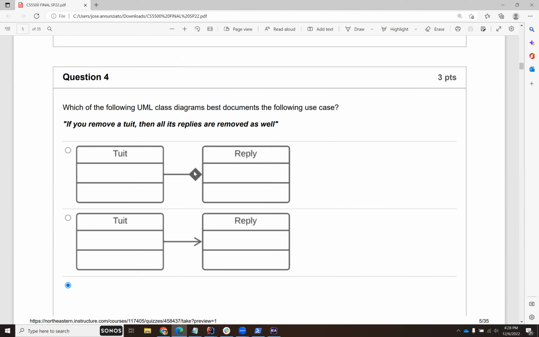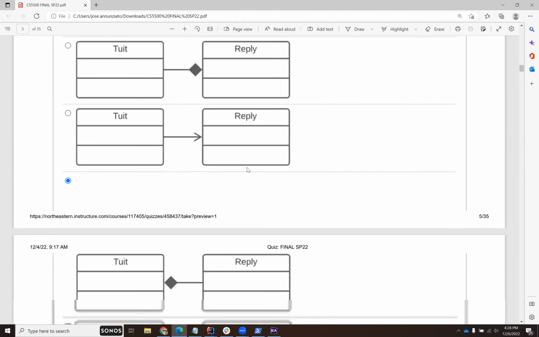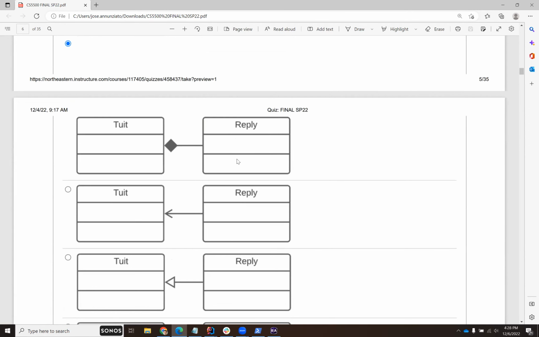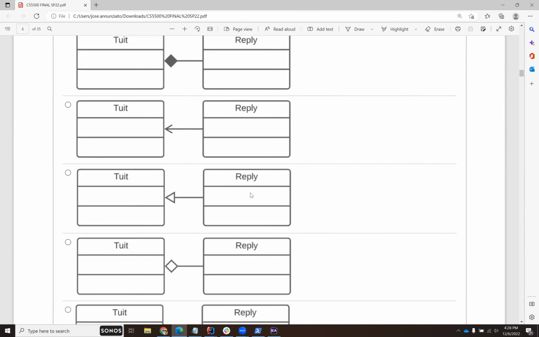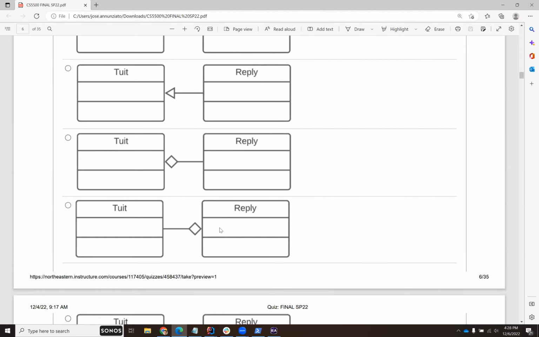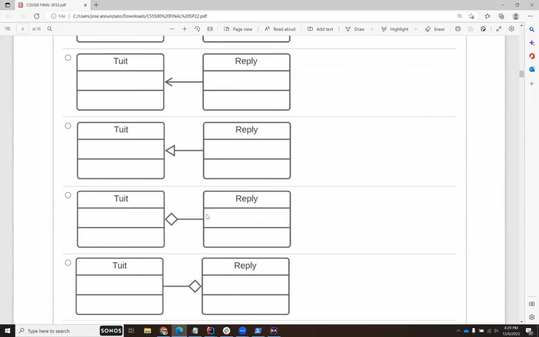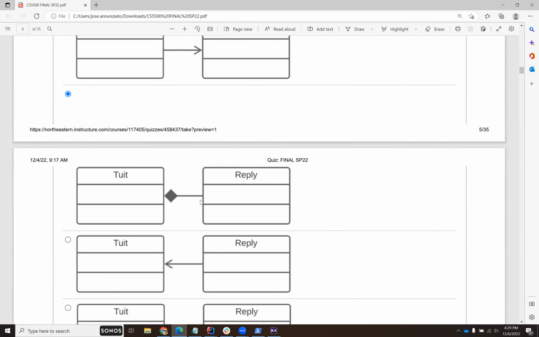So here's a composite saying reply has many tweets. No, that's not what we're saying. Tweet has many replies? Yes. This one says that tweet has replies, so that's a candidate. Not that one: a reply doesn't have tweets. A reply is a tweet, so that's not it. A tweet has a reply that has many replies, so that's a candidate. A reply has tweets? No. A tweet is a reply? No. So between these two, it's either aggregation or composite. Now, which one is it?